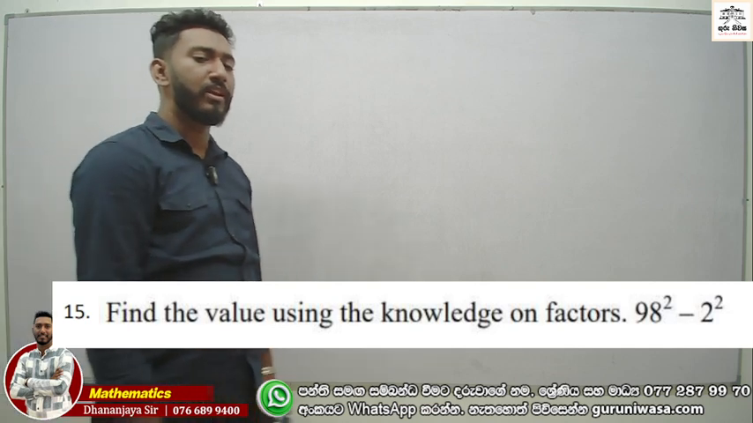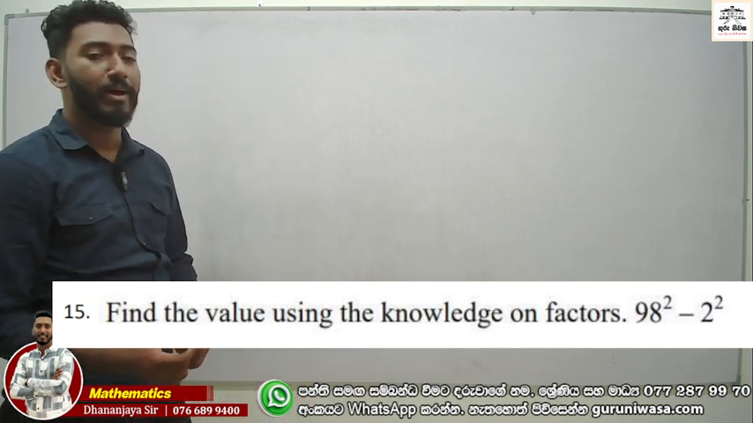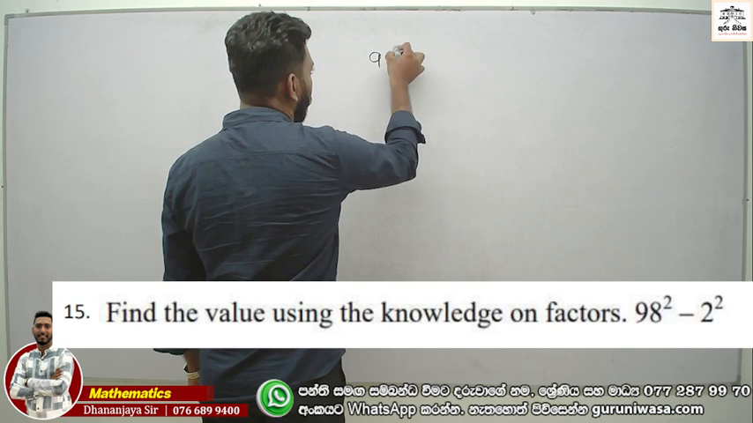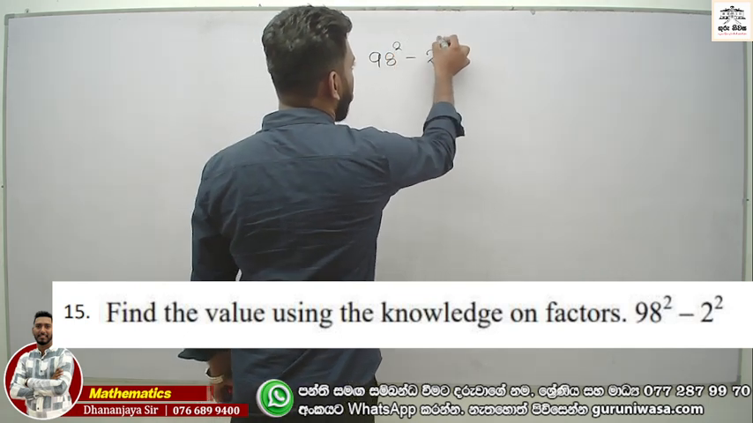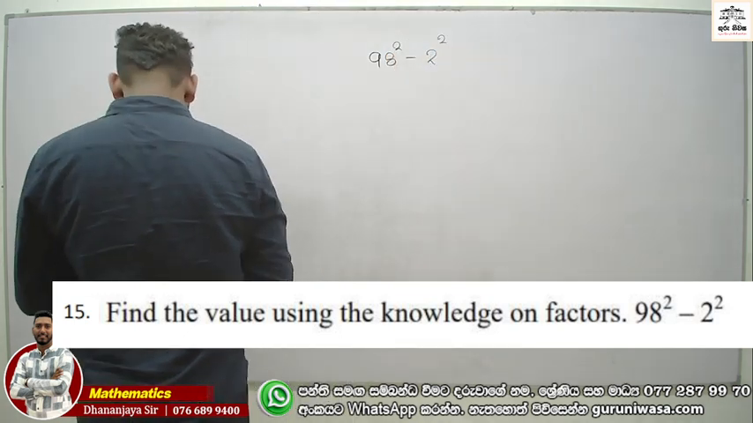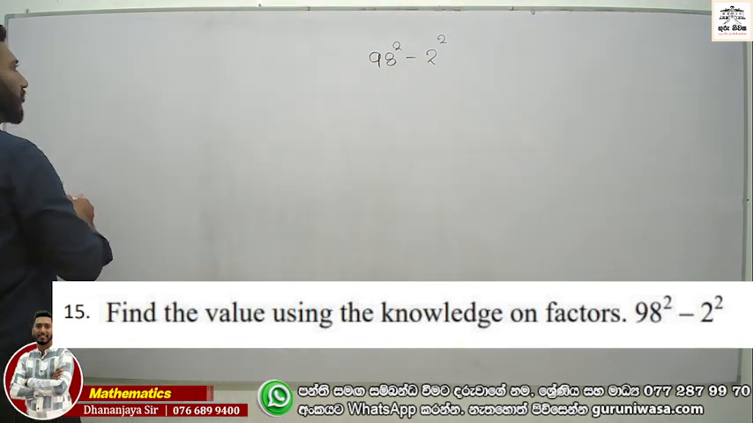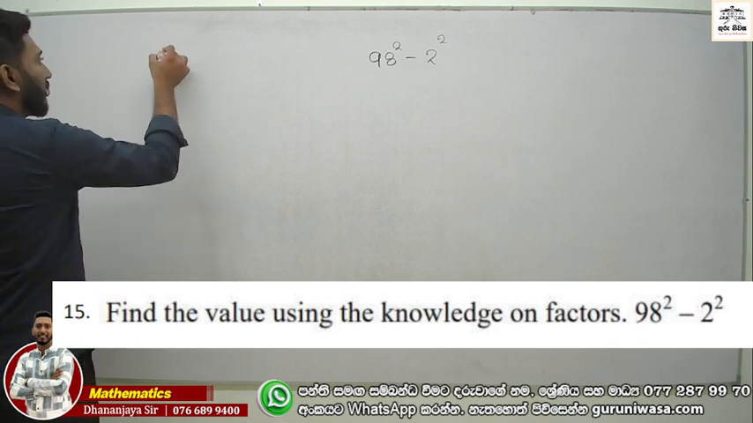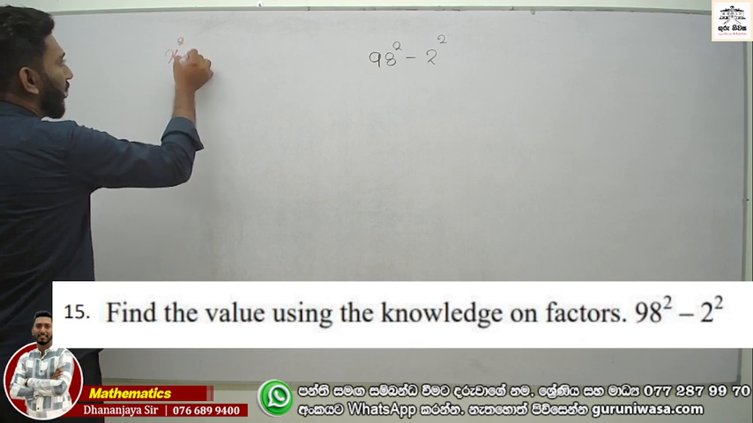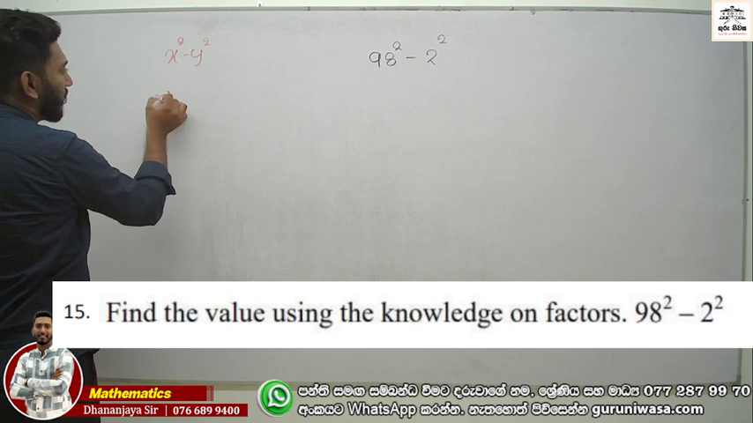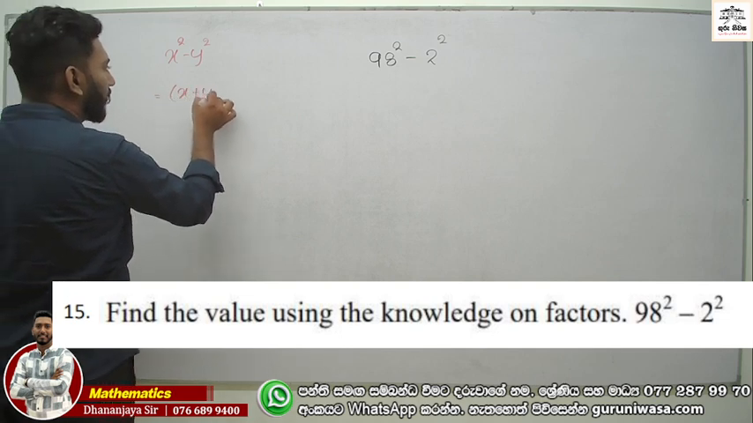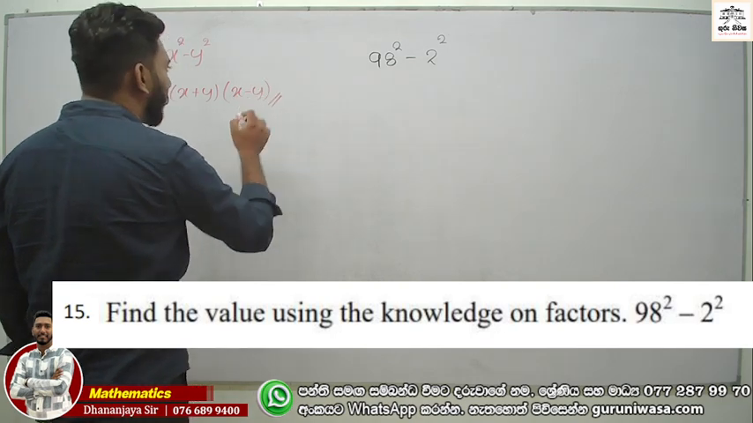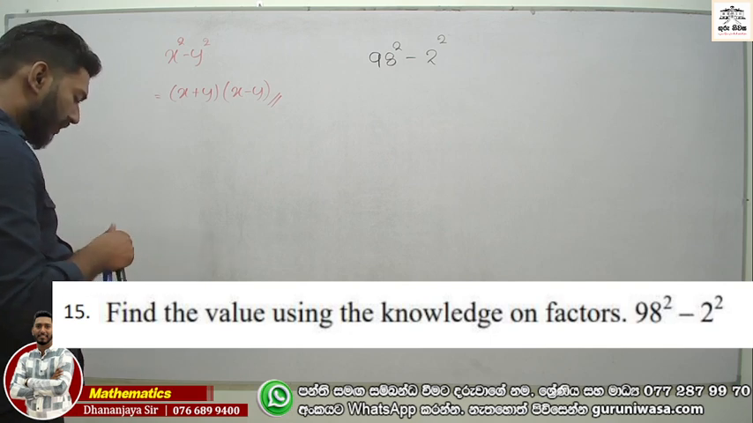Find the value using the knowledge on factors. 98 squared minus 2 squared. And you know the difference between two squares? x squared minus y squared. If you have x squared minus y squared, the factors become first term plus second term and first term minus second term, x plus y, x minus y. Now this is our main formula.